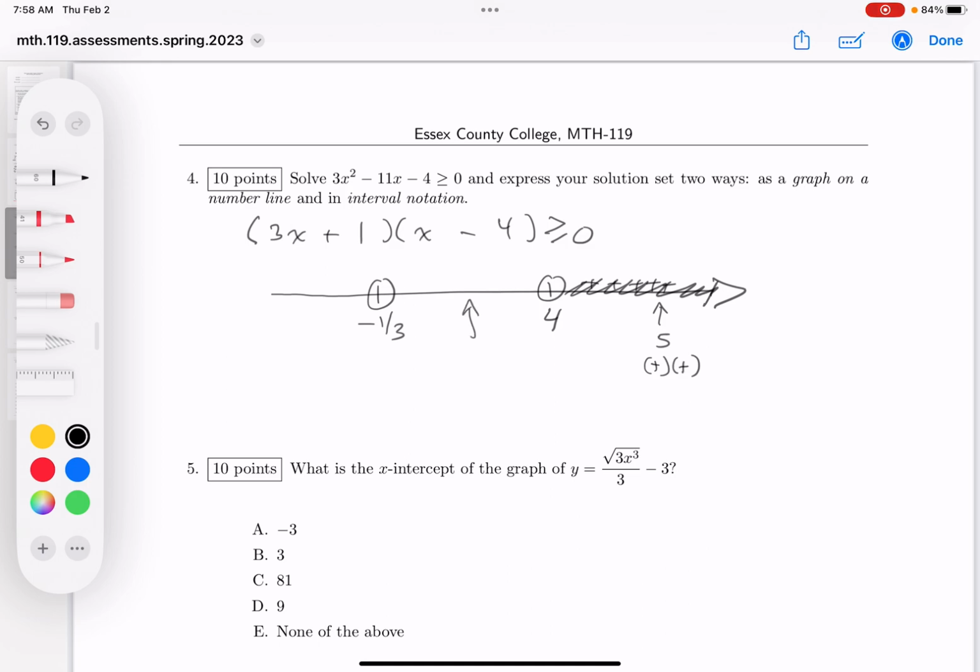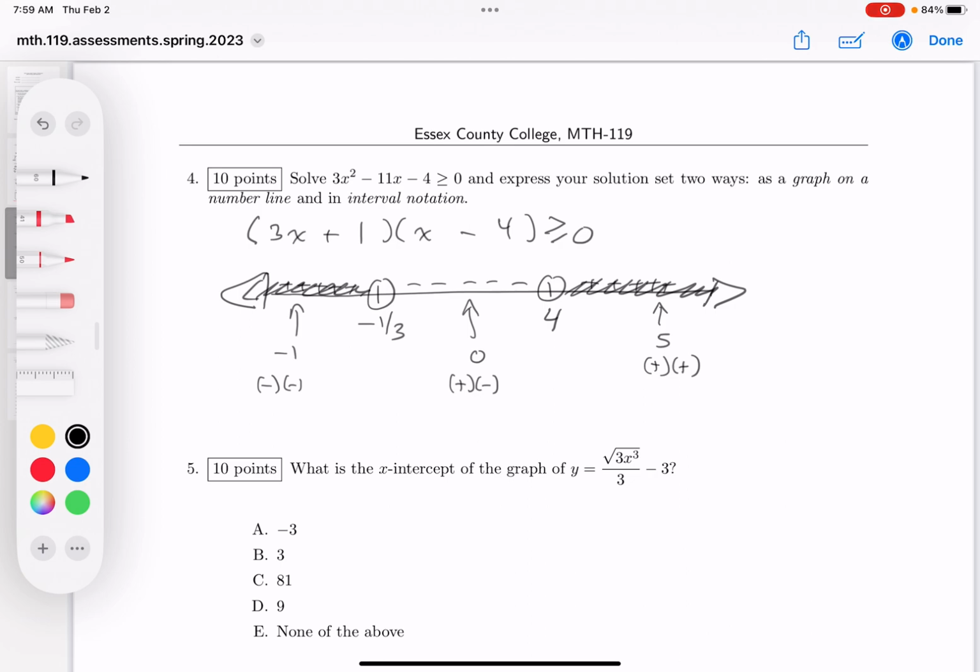I would take a number between minus 1/3 and 4. I would say 0. Plug it in. You get positive times a negative. Well, that means it's negative overall. I would not shade that in because it's not greater than 0. I'd go below minus 1/3, pick minus 1, plug it in. What do you get? A negative number times a negative number, which is a positive number. Positive numbers are greater than 0, so I would shade that in.